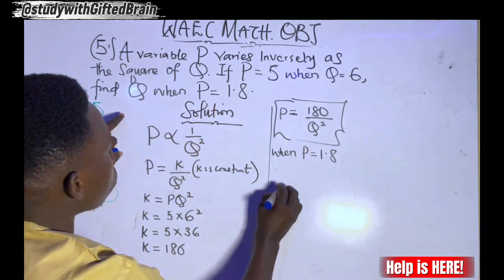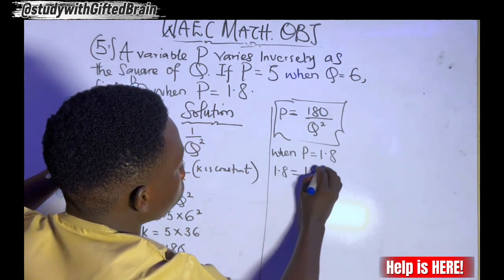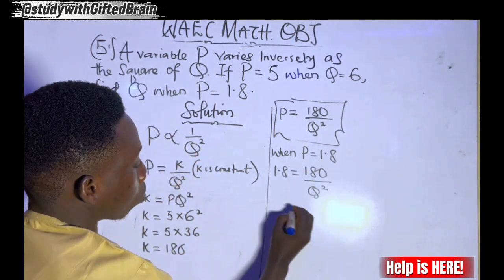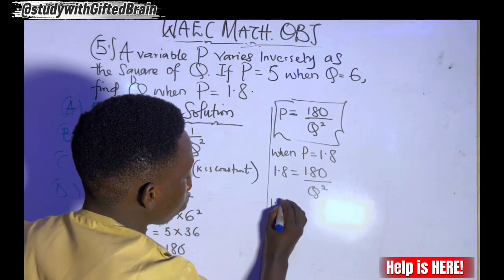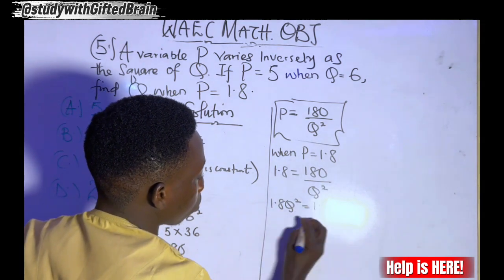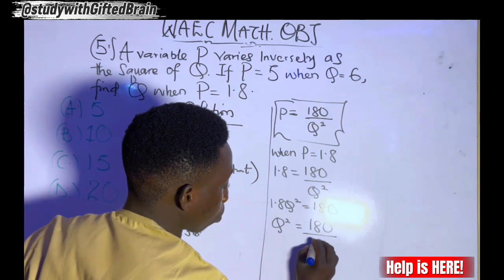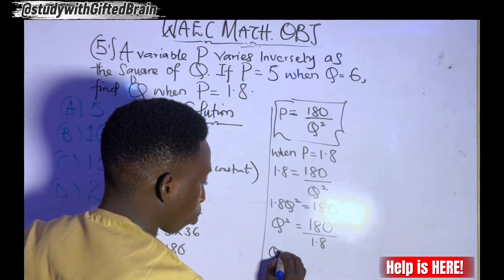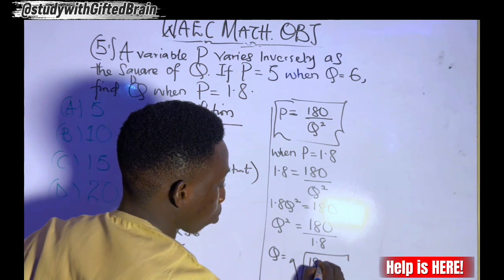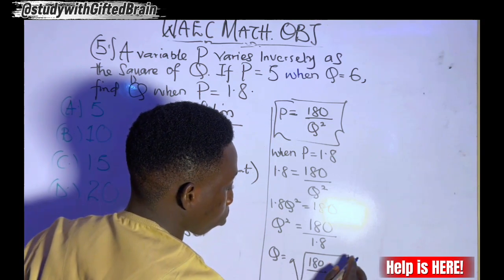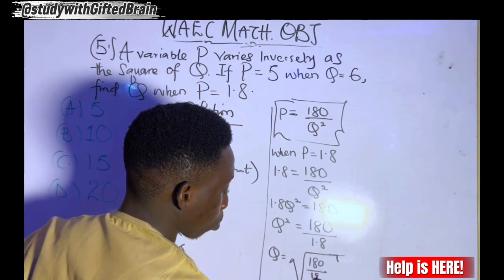When p equals 1.8, that means 1.8 equals 180 over q squared, you substitute the value of p. So from here, you cross multiply. When we cross multiply, we have 1.8 q squared equals 180. So q squared is going to be 180 over 1.8. When you divide 180 by 1.8, that will give you 100. That will give us the square root of 180 over 1.8.